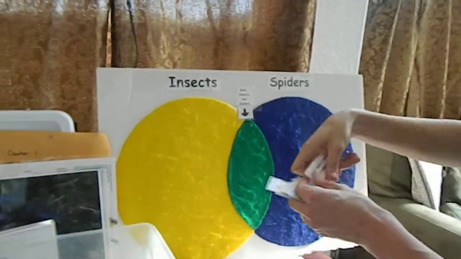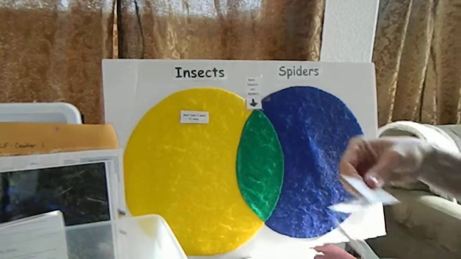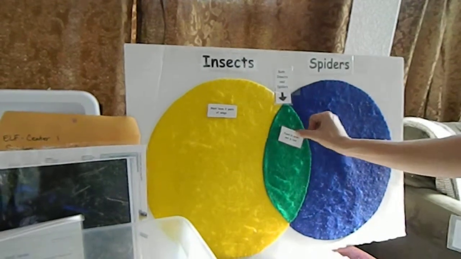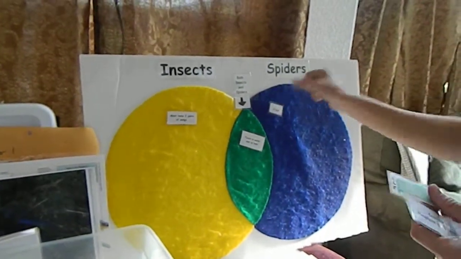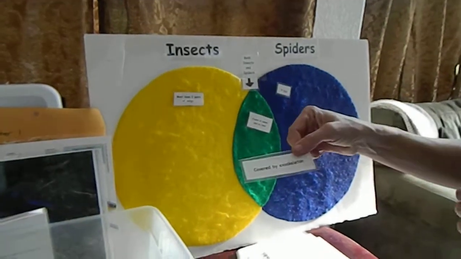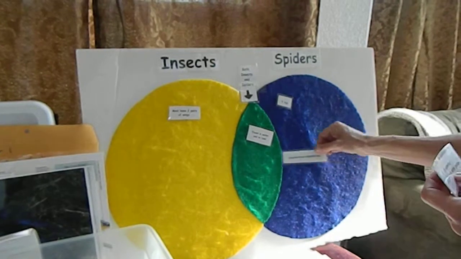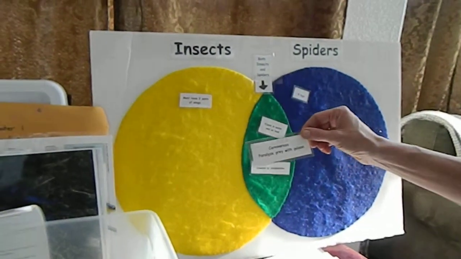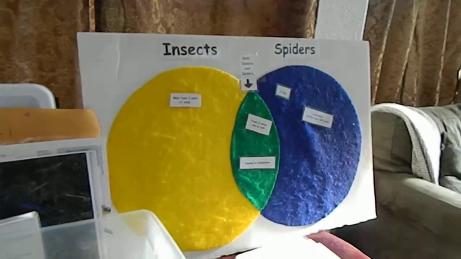Let's see. Stump the carry. Most have 2 pairs of wings. Found in water and on land. 8 legs. Covered by an exoskeleton. Carnivorous. Paralyzed prey with poison. Ooh, that's a tricky one. I didn't cover that. Anyways, there's a whole bunch more.